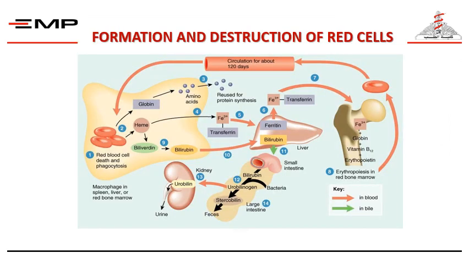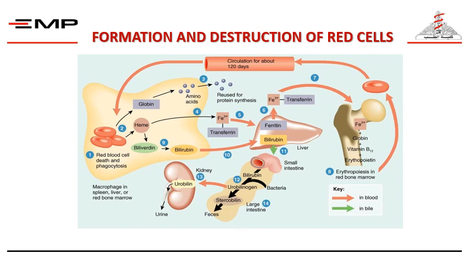This figure that we are going to explain in the face-to-face session shows the formation and destruction of red cells. If you start with red cells, they are produced by the marrow. They circulate, their lifespan is 120 days, and finally they go to the macrophages of the reticuloendothelial system. The red cell gets destroyed in the reticuloendothelial system.